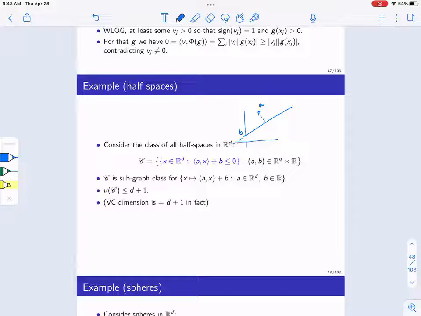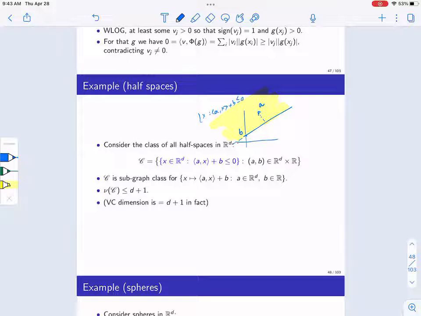If I said x equal to 0, this would be b. It's normal to this. So is 0 in this set? If b is positive, 0 is not in this set, right? So this would be this side. Right, so that's the ax plus b less than or equal to 0.